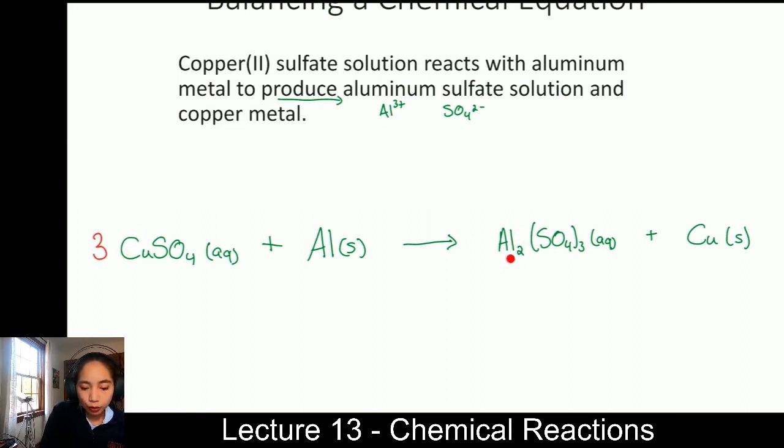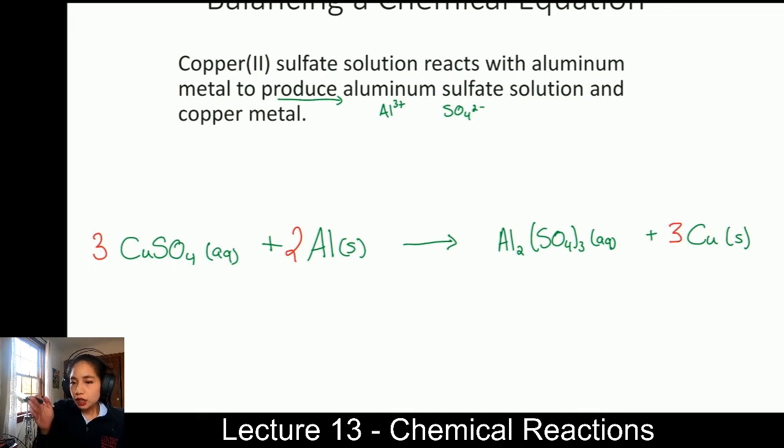So I see there's 2 aluminums here. So I need to put a 2 in front of our elemental aluminum. So there's 2 aluminums on each side. But then because I added that 3 on the reactant side, I now have 3 coppers on our reactant side. So I need to go back to that first thing we did and stick a 3 in front of copper here. So then that is balanced as well.